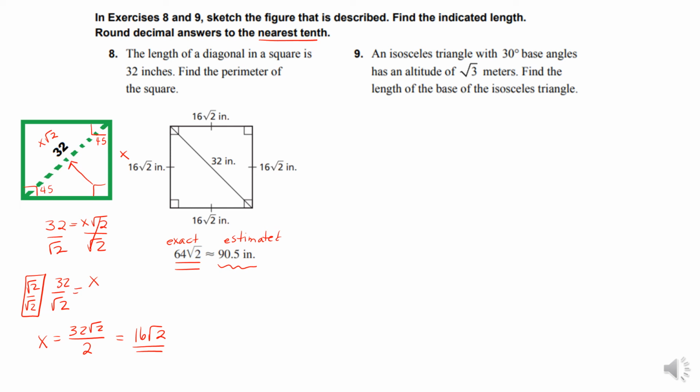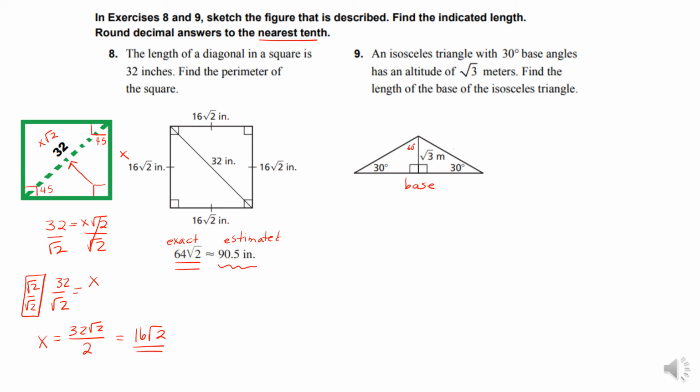Okay, so our next problem has an isosceles triangle with 30 degree base angles and an altitude of 3 meters. So there we go. They want us to find the length of the base. So we have this height, cutting it in half, and this is the base that we're looking for, right? The whole base. So we need to remember when we're looking at this that we're looking at half of the triangle. So we're going to cut this. This is our base. This becomes our 60 degree angle.